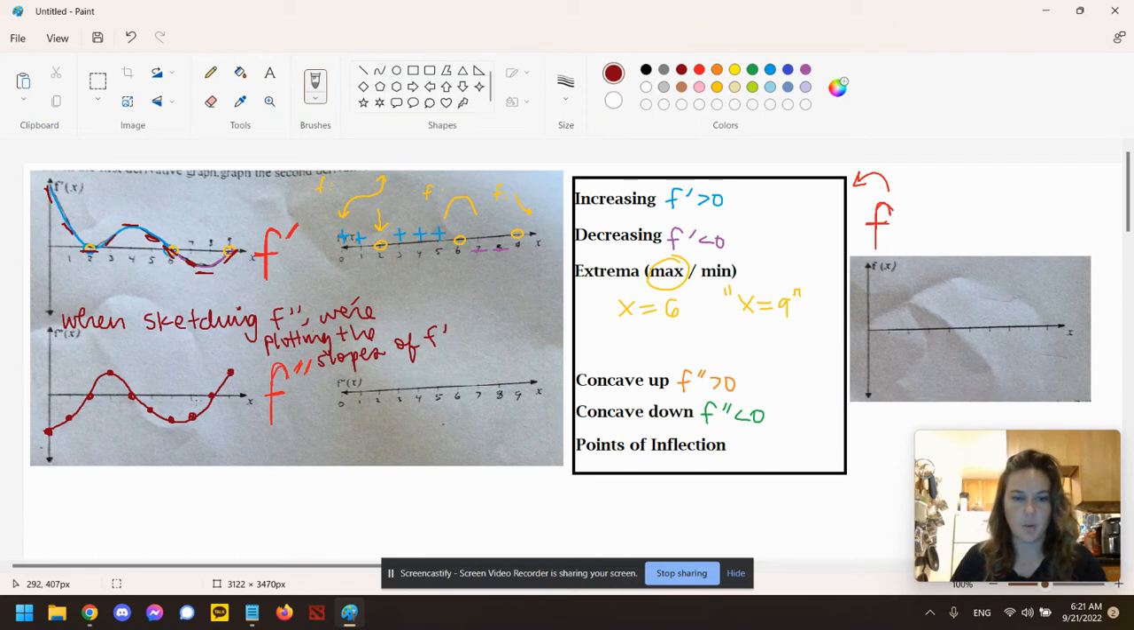Okay, now let's see where it's positive and negative. So orange is my positive. F double prime is positive when it's above the x-axis. So it's 0 here, but all of these are positive. It's 0 here, but all of these are positive. And then where it's negative is where it's below the x-axis. All of this is below the x-axis.